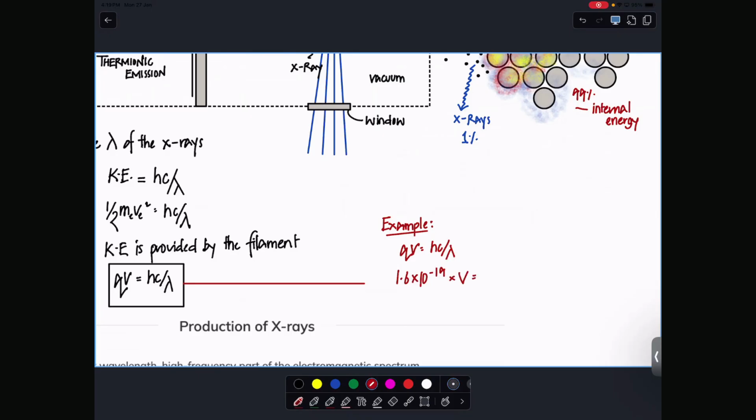Equals h, what was it? 6.63 into 10 to the power minus 34, and c is 3 into 10 to the power 8, divided by lambda, let's say 1 nanometer, 10 to the power minus 9. Let's see what voltage we get. This will give you an idea of the voltage needed, and it typically isn't a very small voltage. Try it out and see what you get. Today we'll work with this.